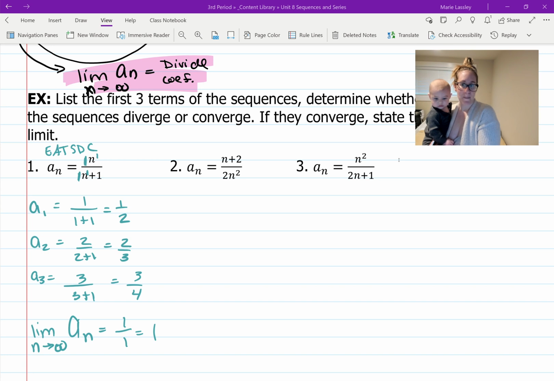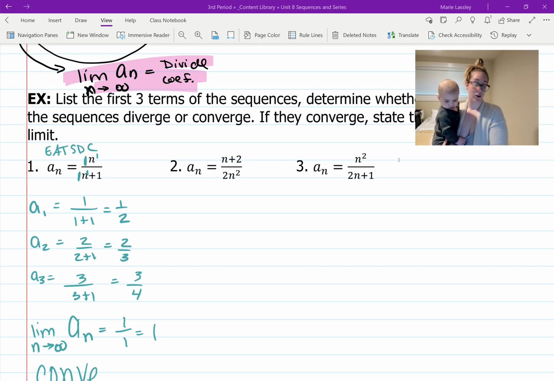We're never going to get bigger than 1 because the number on the top will always be like 1 less than the bottom, but it's getting closer and closer to 1. So we would say our sequence is going to converge, that's an R, converge to 1.